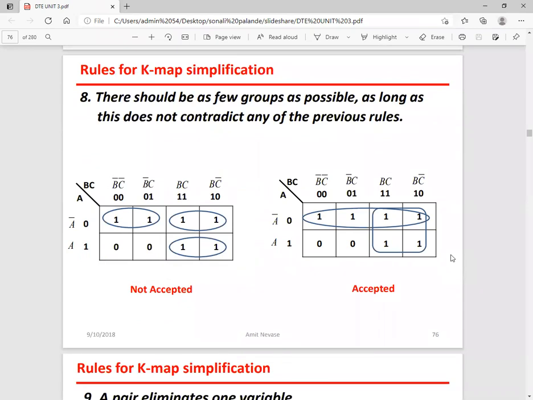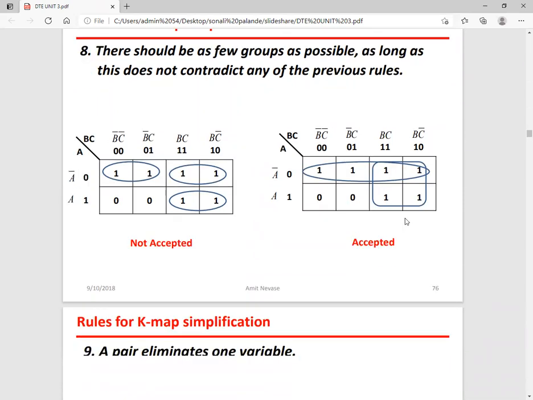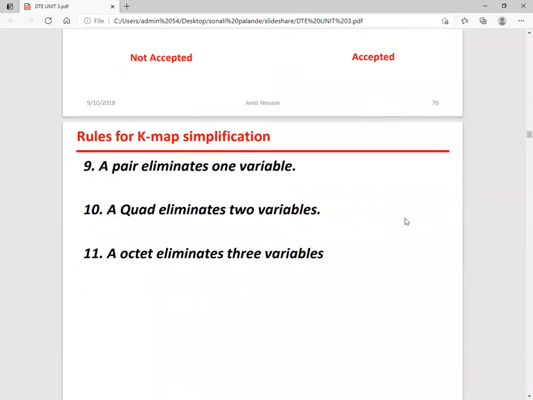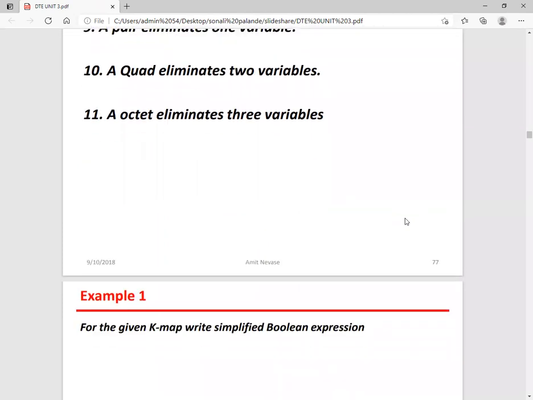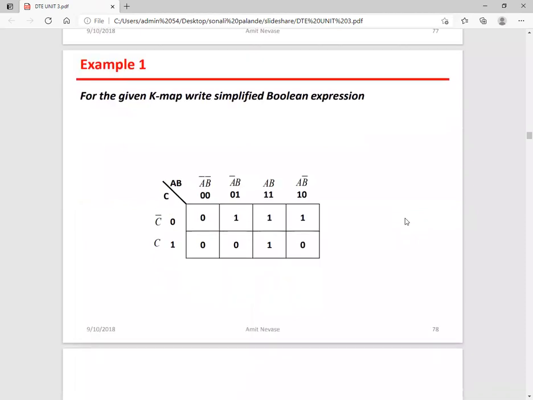Rule number 8 is there should be as few groups as possible, as long as this does not contradict any of the previous rules. So here two ones, two ones, two ones grouped separately is not accepted. More ones can be grouped together, so this one is accepted. Rule number 9 is a pair eliminates one variable, a quad eliminates two variables, and an octet eliminates three variables.